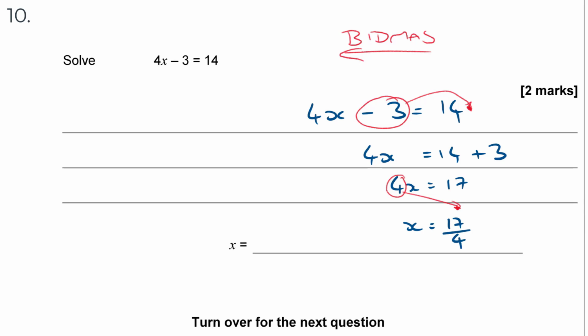Now, whilst it might not feel like it to most GCSE students, 17 over 4 is actually a very acceptable answer. It's just a top-heavy fraction. If you did want to rewrite it as a mixed number, you can say, how many times does 4 go into 17? 4 goes into 17 4 times, and the remainder is 1. So 17 over 4 is 4 1/4. You could rewrite it like that, or 4.25. You could even type it into your calculator, but 17 over 4 is actually a perfectly good answer.